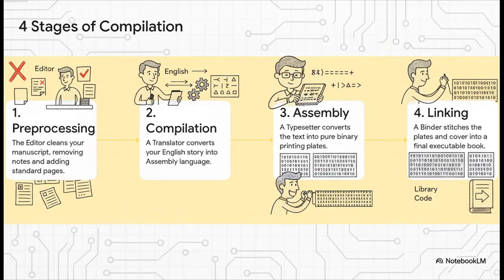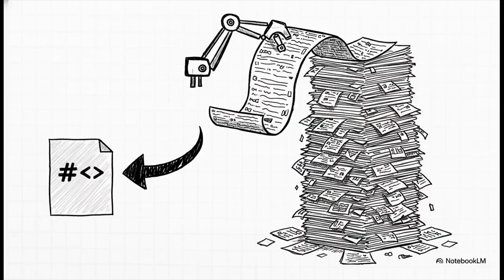Third, a typesetter turns that assembly code into pure binary, the machine's native tongue. And finally, a binder stitches your code together with all the other library code it needs to become a final, finished program.